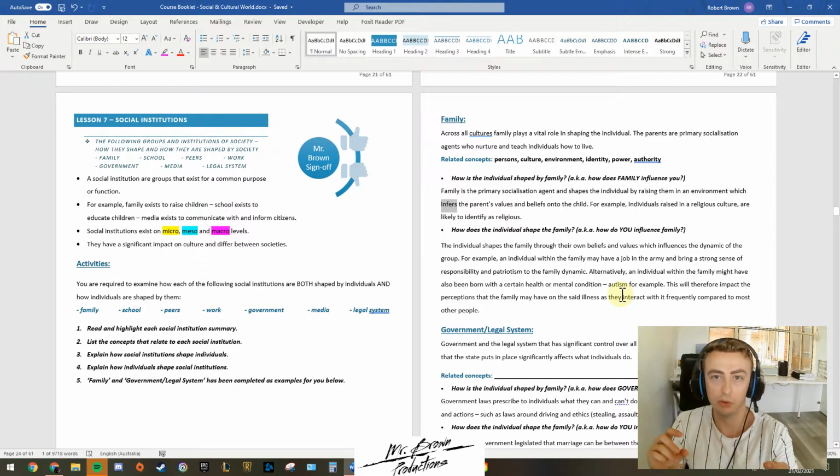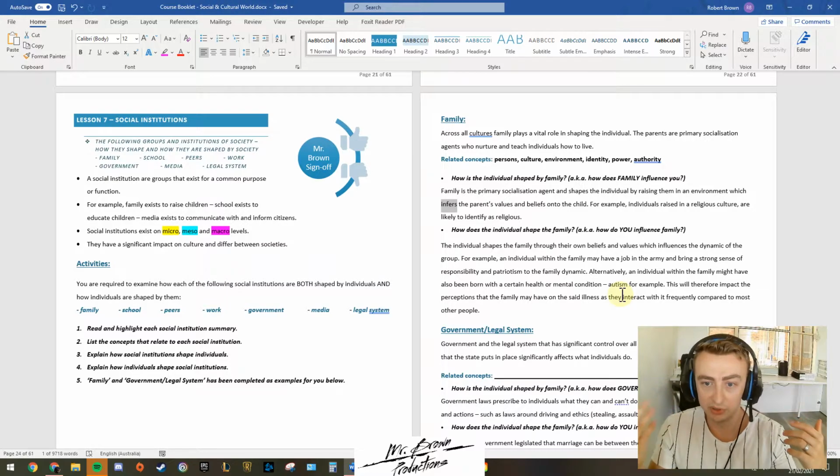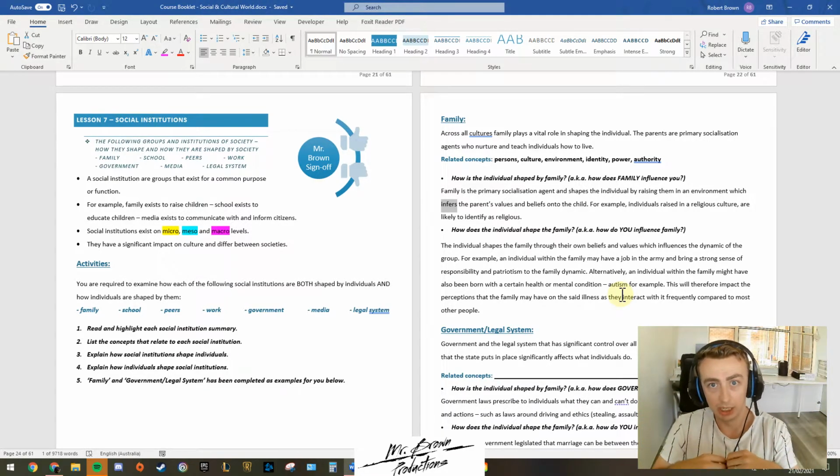So say your parents grew up in a religious household, you're more likely to adopt their values and beliefs because they've raised you in that way, and vice versa. It might be if one particular parent's really into a certain type of sport or a certain type of food, or music, you're more likely to interact and identify and engage with that music, value, belief, sport, whatever it is.